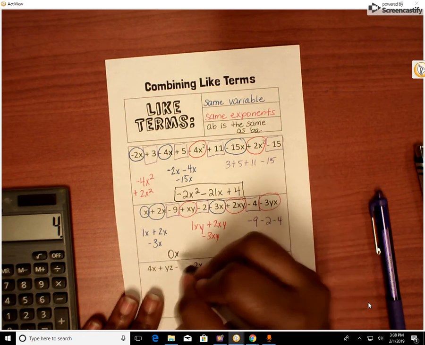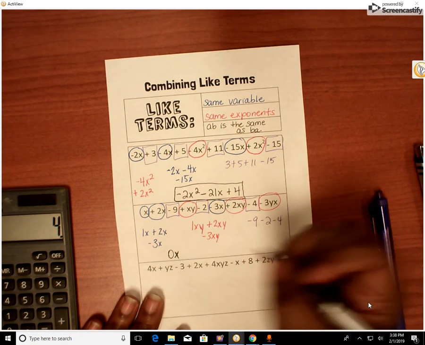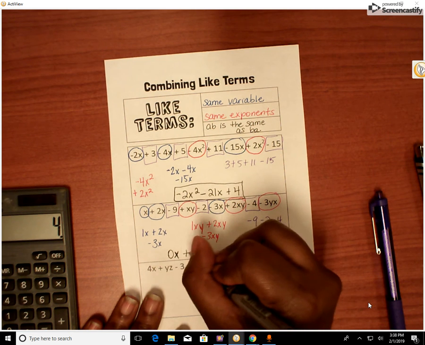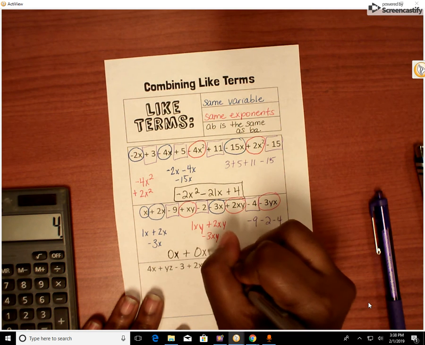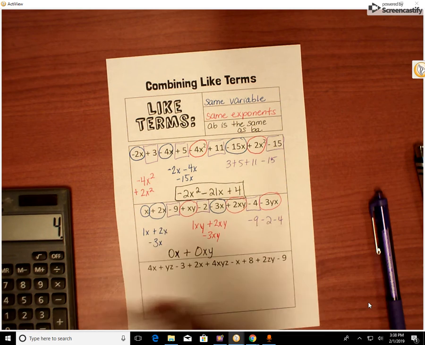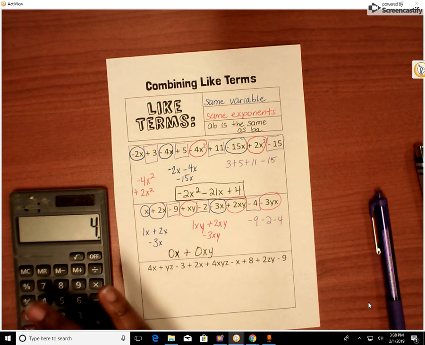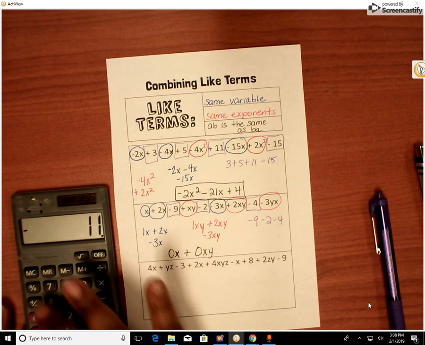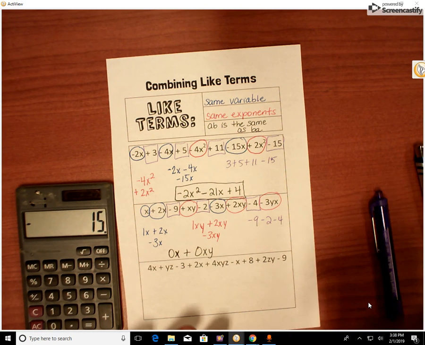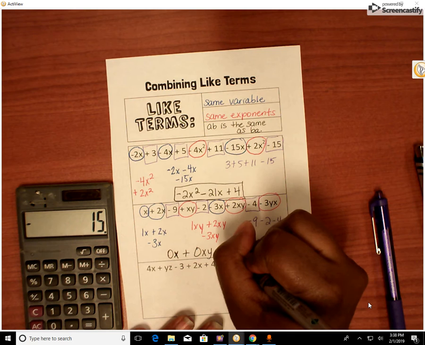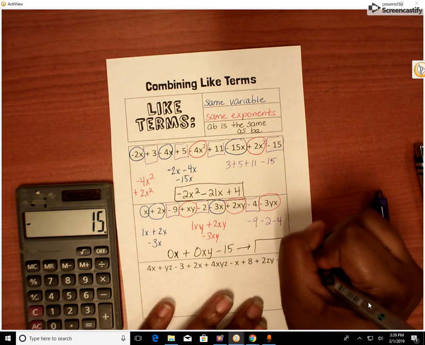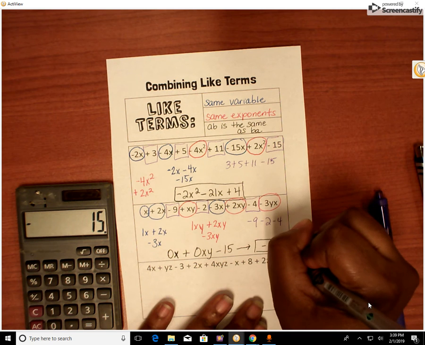0x. Because 0 times x is just 0. So we're going to erase that soon. And then this one is 0xy. Negative 9, minus 2, minus 4. I got a negative 15. So minus 15. But since those are all zeros, your answer is just simply negative 15.